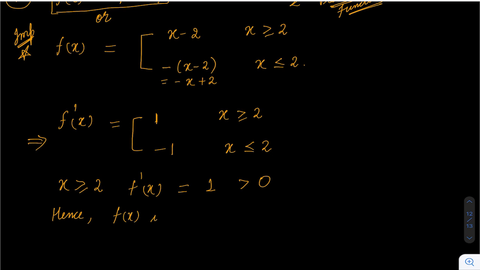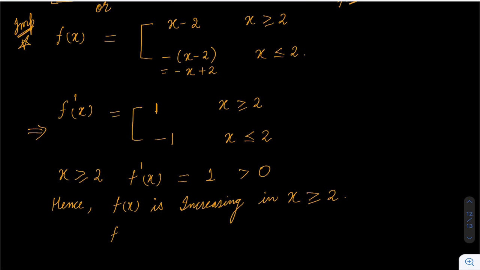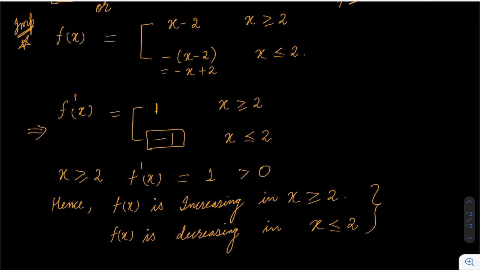Hence, f(x) is increasing in x greater than or equal to 2. And similarly, I can write f(x) is decreasing in x when x is less than or equal to 2, because when x is less than or equal to 2, f dash x is minus 1, which is negative, which is less than 0. So hence I can solve this question like this also.